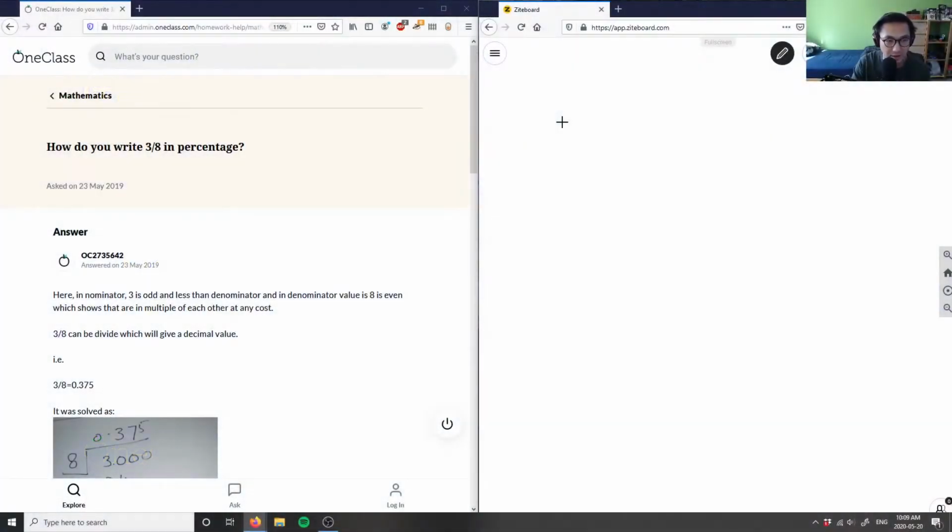So number 2, how do you write 3/8 in percentages? So I want 3/8 as a percent. So when we look at percentages, what do we have to do? Well, we can either multiply it by 100, or we can convert it to a decimal first. It's honestly up to you as to how to figure out this answer.